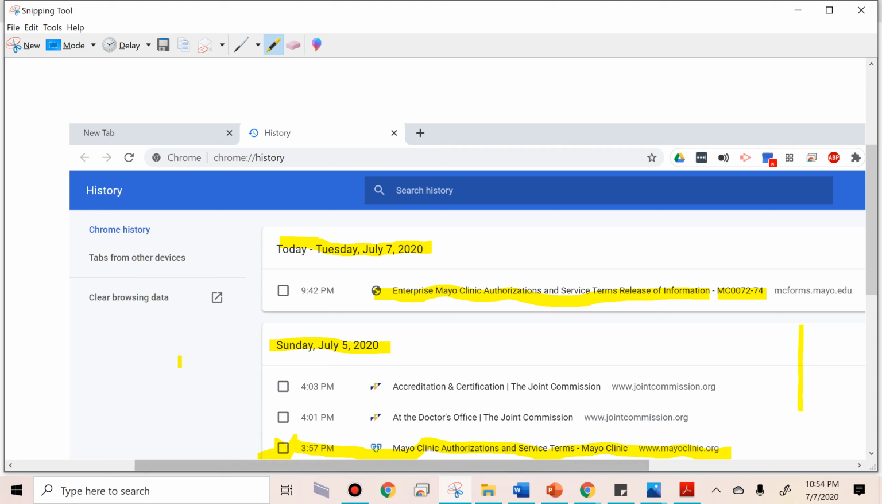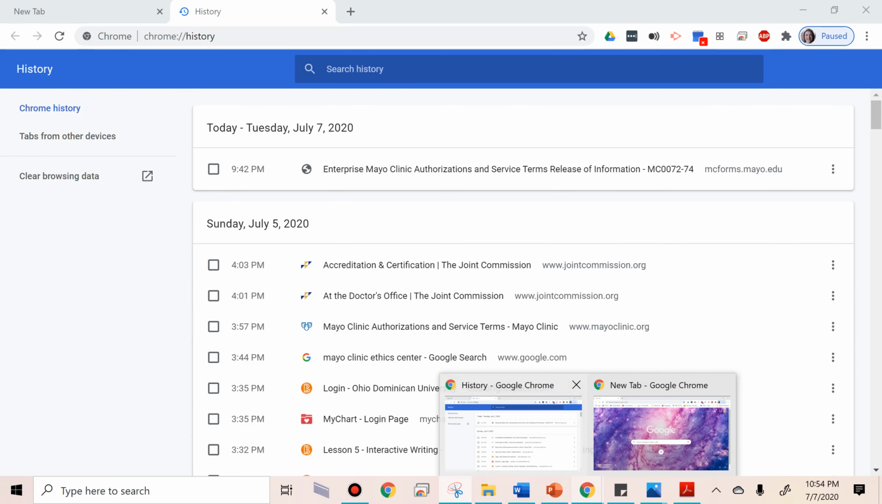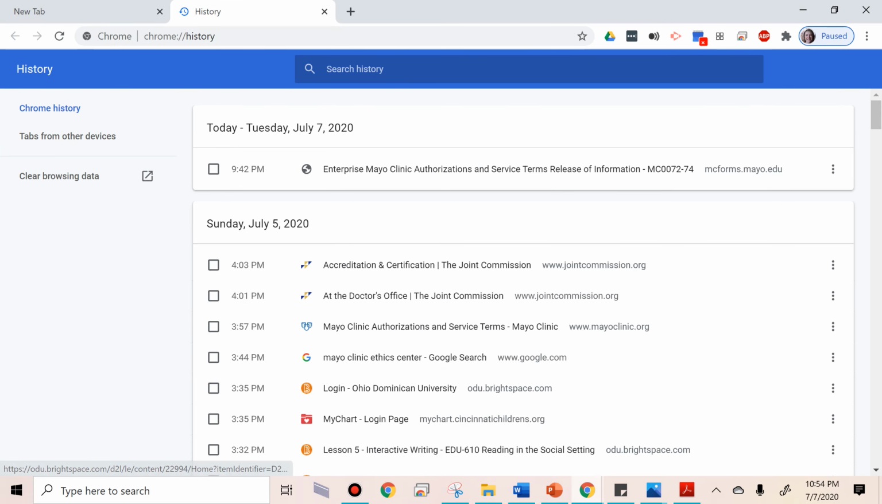So I'm going to take you to the history now so that you can see this, because some of you might be thinking, no big deal. Maybe you got it from a different place. Well, I didn't. So now I've taken off the highlights, but it's the same thing that you can see. I've gotten rid of all of my other browsing history, so it's not cluttered. So you can see on July 5th, I went to Mayo Clinic authorizations and service terms. And then I went back there today, and now it's got this number.